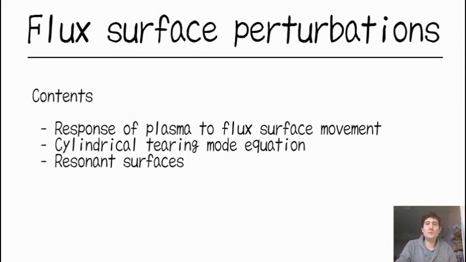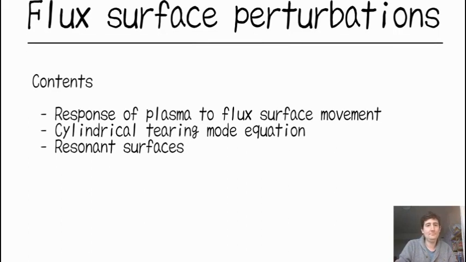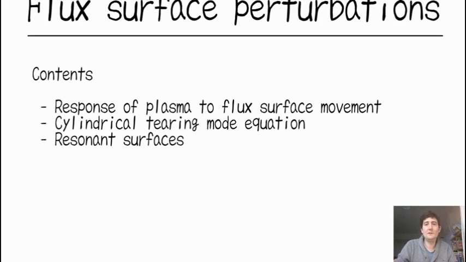Okay, in this video I'm going to go through flux surface perturbations. I'm going to start by looking at what happens when you have a nested set of flux surfaces, like in a tokamak, and then you make a perturbation to them. So either some external force or some internal instability leads to a change in the shape of the flux surface. And so we can derive an equation called the cylindrical tearing mode equation, which describes how the current in the plasma is driven, or how current changes when we change the surface of the flux surfaces.